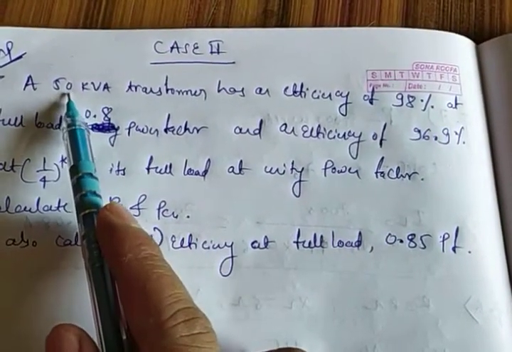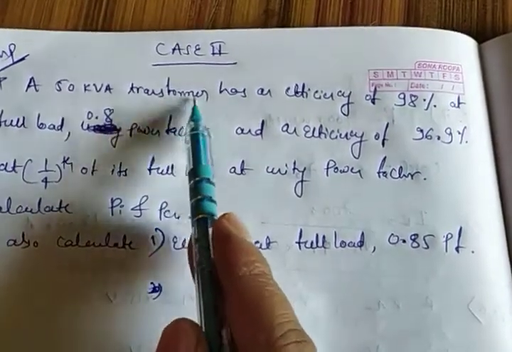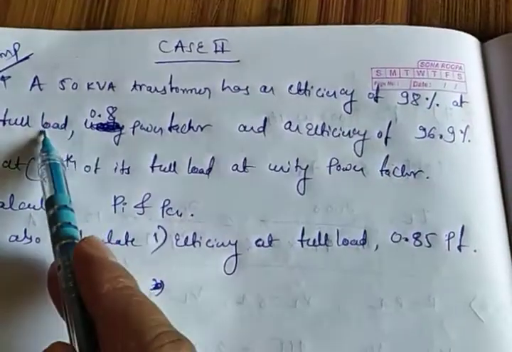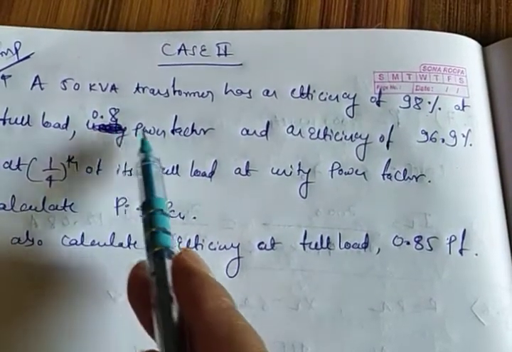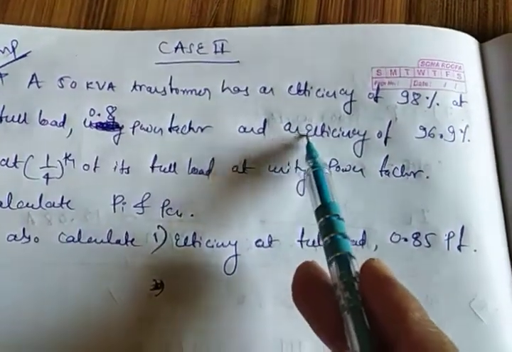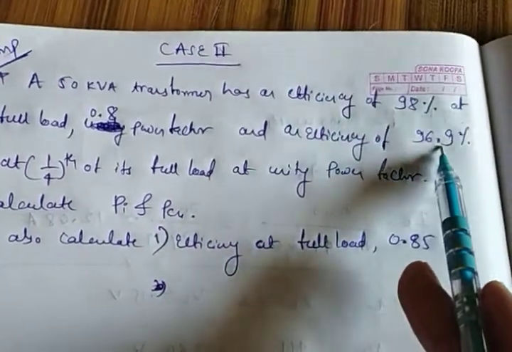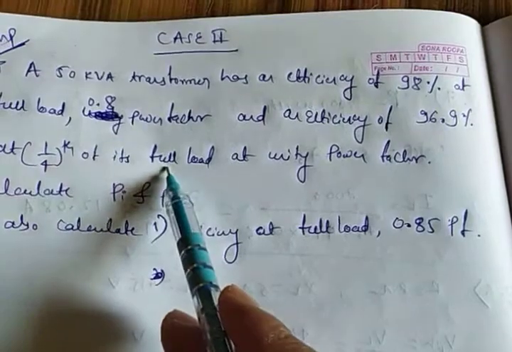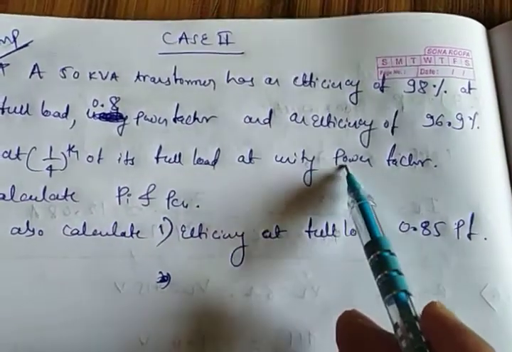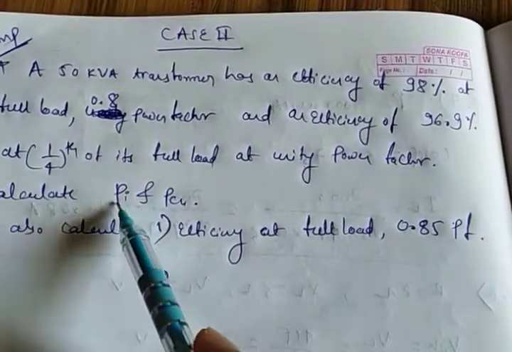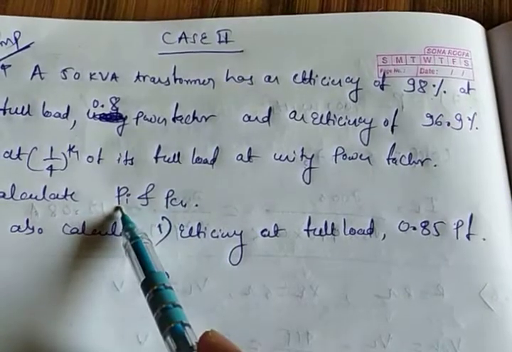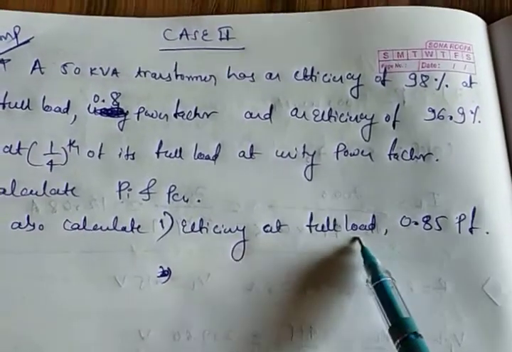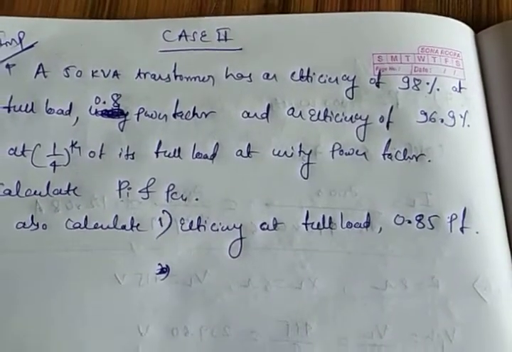So the question is, a 50 kVA transformer has an efficiency of 98% at full load and 0.8 power factor, and an efficiency of 96.9% at 1/4 of its full load at unity power factor. Calculate Pi and PCU, meaning iron losses and copper losses. Also calculate the efficiency at full load 0.85 power factor.